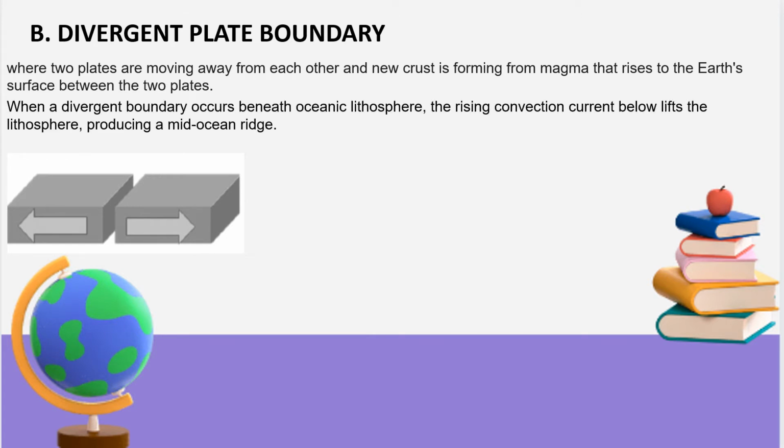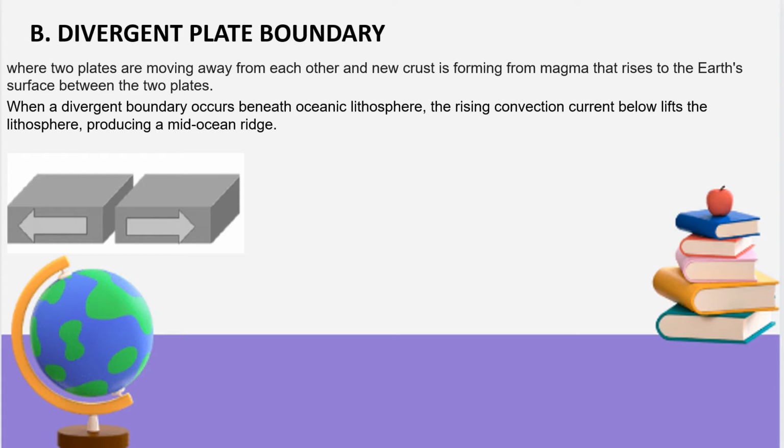When a divergent boundary occurs beneath oceanic lithosphere, the rising convection current below lifts the lithosphere, producing a mid-ocean ridge. Again, sa divergent plate, mid-ocean ridge po yung naproproduce. So, kung kanina is that sa convergent, pag nagbanggaan, may tendency na magkaroon po ng volcanoes, ng mountains, yung dalawang plate. This time, mid-ocean ridge naman po.